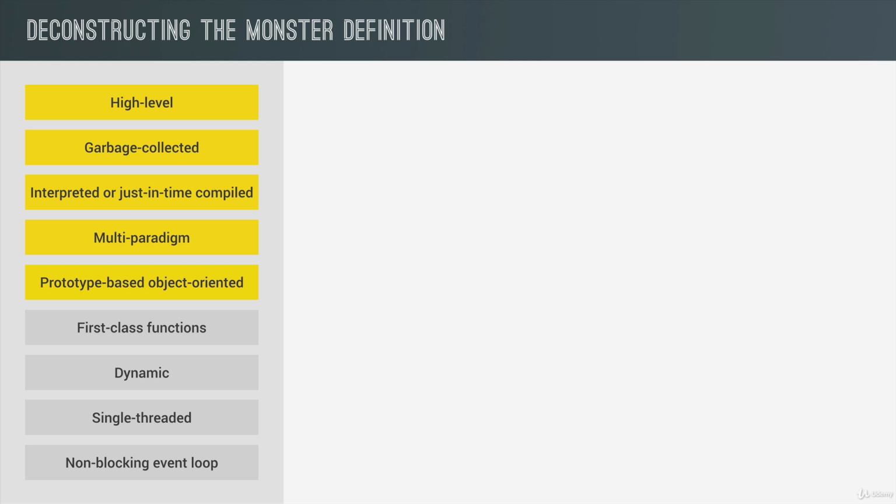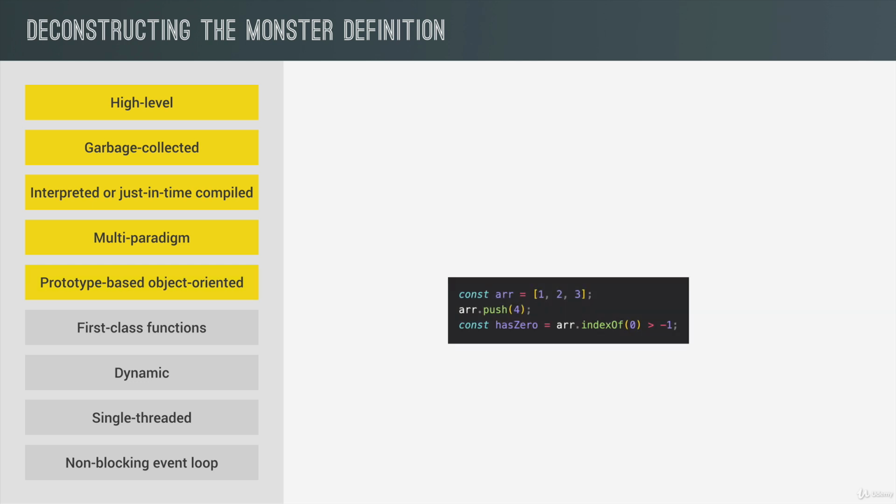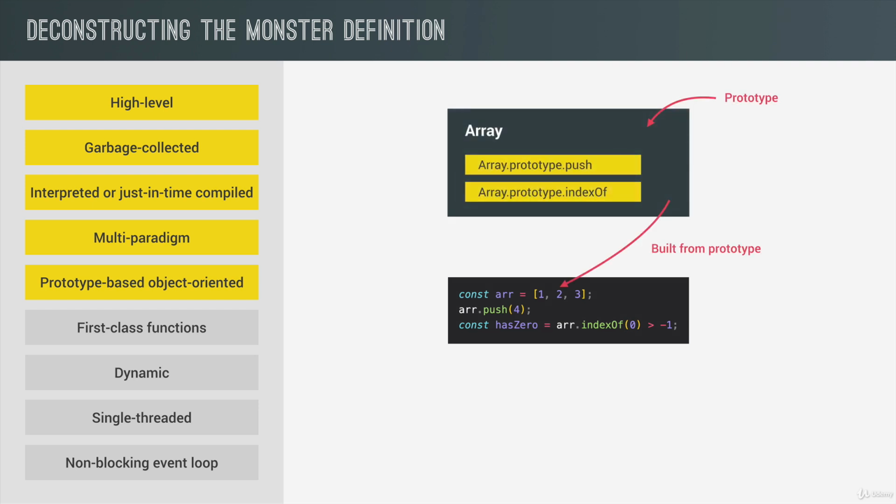Now, have you ever wondered why we can create an array and then use the push method on it, for example? Well, it's because of prototypal inheritance. Basically, we create arrays from an array blueprint, which is like a template, and this is called the prototype. This prototype contains all the array methods, and the arrays that we create in our code then inherit the methods from the blueprint, so that we can use them on the arrays.